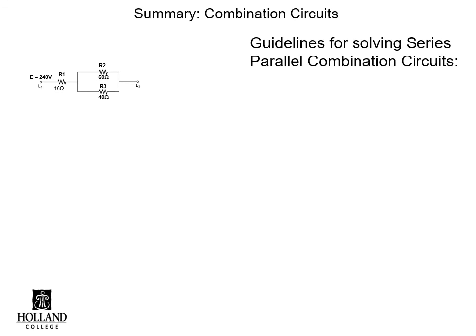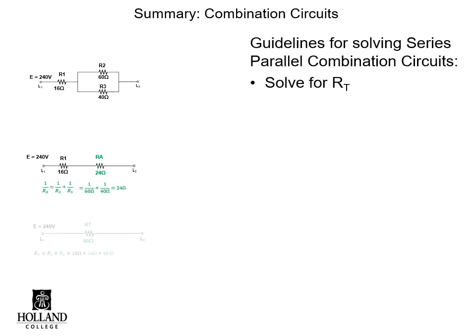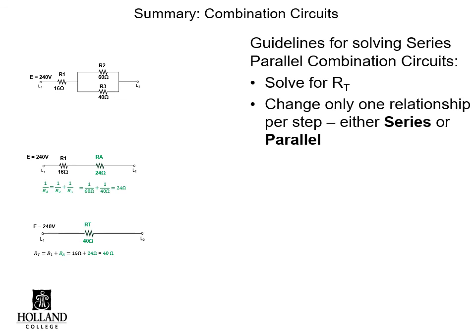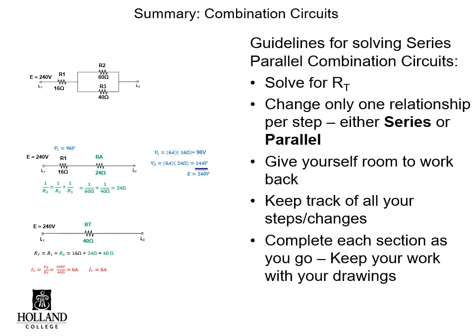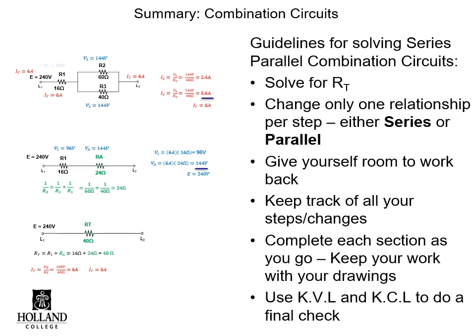When solving for a simple resistive network, find your way through to RT. Change only one relationship per step, either a series relationship or a parallel relationship. Draw out each step. Keep track of your steps. Give yourself plenty of room to work back. Complete each section as you go through it. This will help you to keep track and actually help you to be more accurate in your assessment. I hope these tips and tricks and these guidelines help you to figure out many different types of combination circuits.